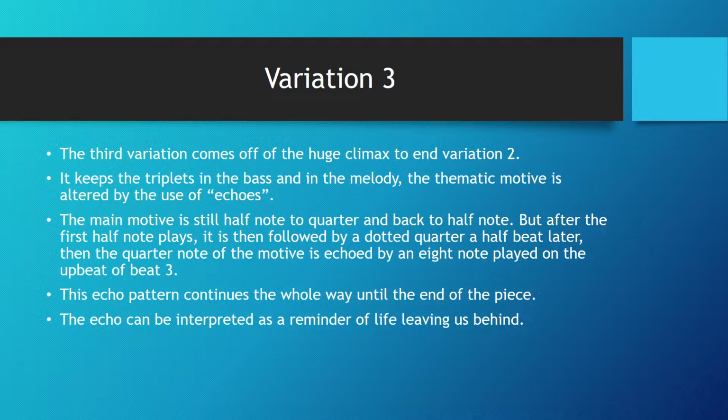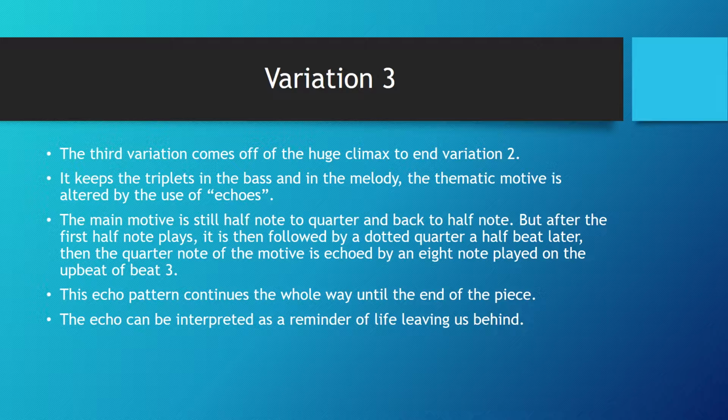Okay, so now for variation number three. It just came off of a huge climax, the main point of this prelude, so it's going to be a little bit different. It starts soft. You get the main motive back, the half note followed by the quarter note back to half note. And the triplet feeling is still in the bass, so that's similar to the theme and variation number one.